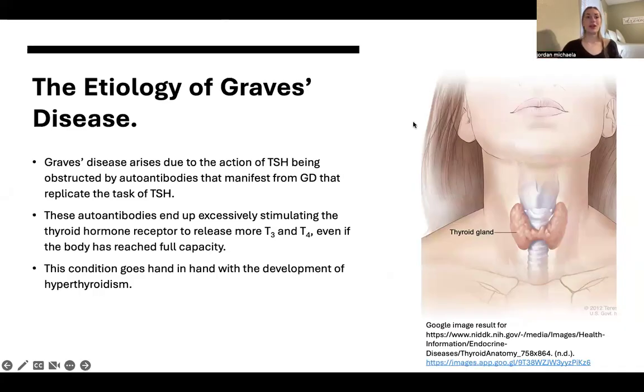The etiology. So, like I said, this is due to the TSH being obstructed by autoantibodies that manifest from Graves' disease. And these autoantibodies have the ability to replicate the task of TSH, so they are continually stimulating the thyroid hormone receptor to release more T3 and T4, even if the body has reached full capacity. This condition goes hand in hand with the development of hyperthyroidism because of this overproduction of hormones.